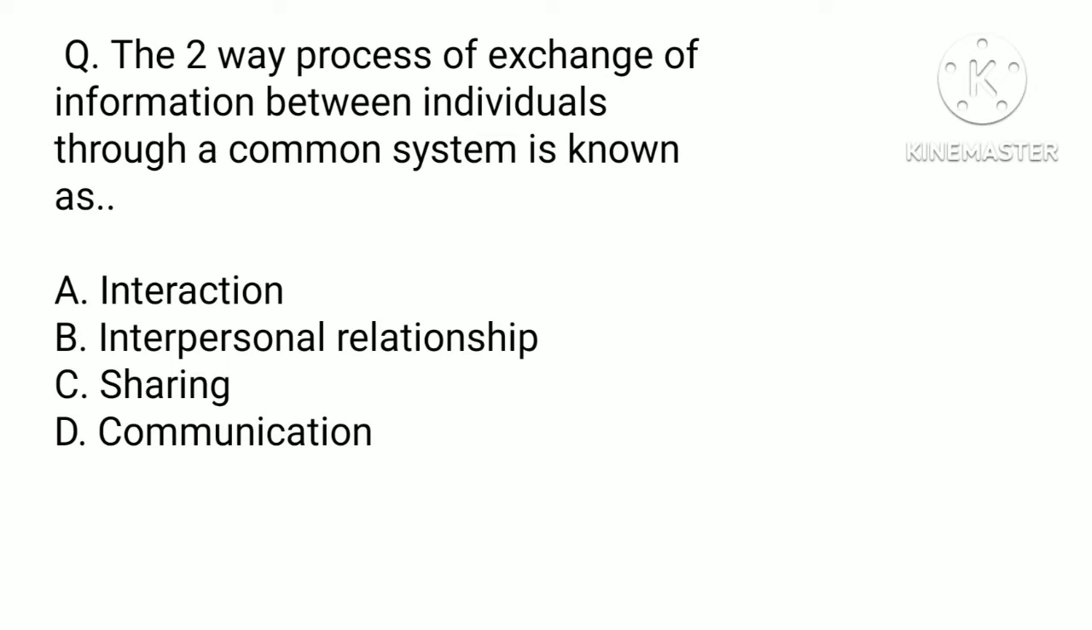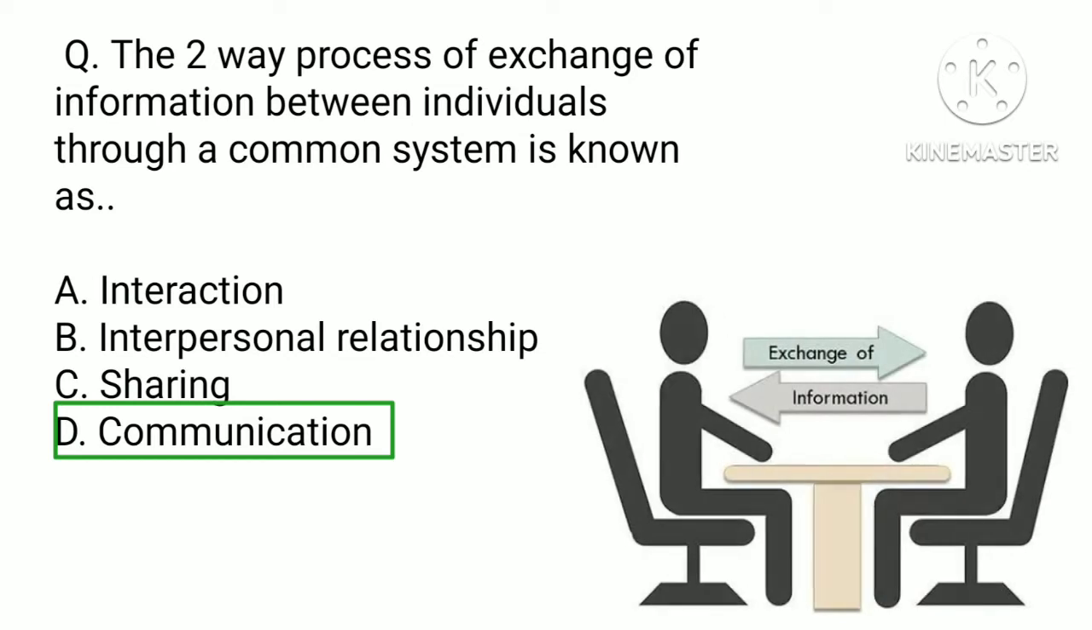The two-way process of exchange of information between individuals through a communication system is known as A. Interaction, B. Interpersonal relationship, C. Sharing, D. Communication. And the correct answer is D. Communication. Communication is the two-way process of exchange of information between individuals through a common system.